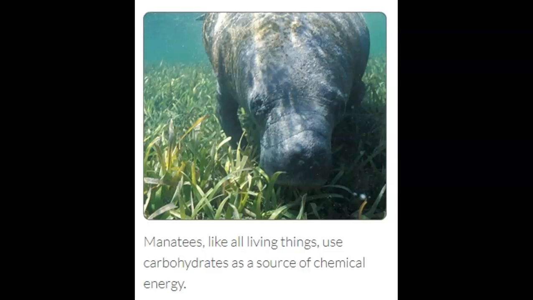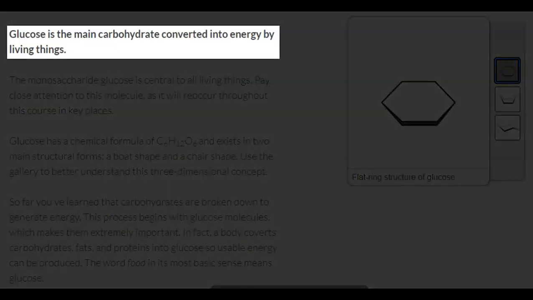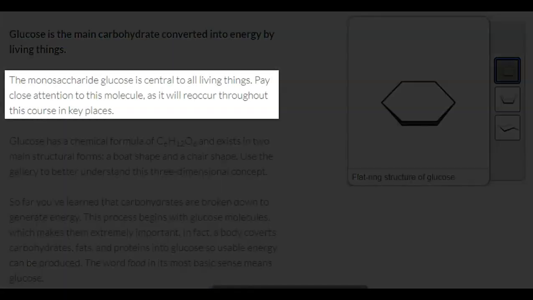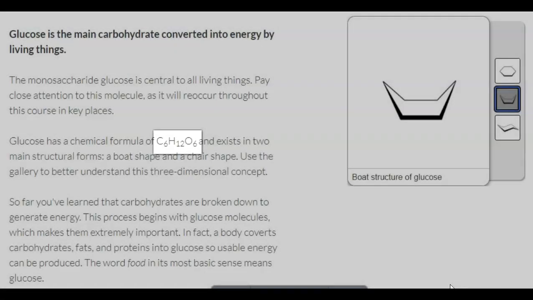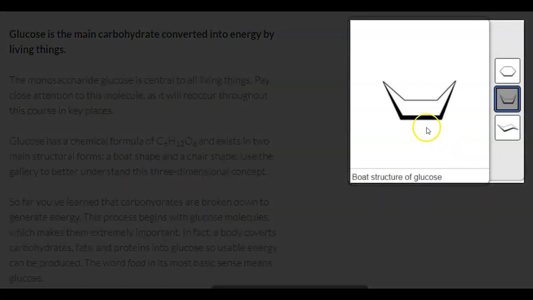A cow might eat grass, a hawk might eat a mouse, and a bacterium might decompose part of a dead mouse. In all cases, the food is ultimately broken down into glucose, the monosaccharide that provides chemical energy for living things. Glucose is the main carbohydrate converted into energy by living things. The monosaccharide glucose is central to all living things. Pay close attention to this molecule as it will reoccur throughout this course in key places. Glucose has a chemical formula of C6H12O6 and exists in 2 main structural forms, a boat shape and a chair shape.